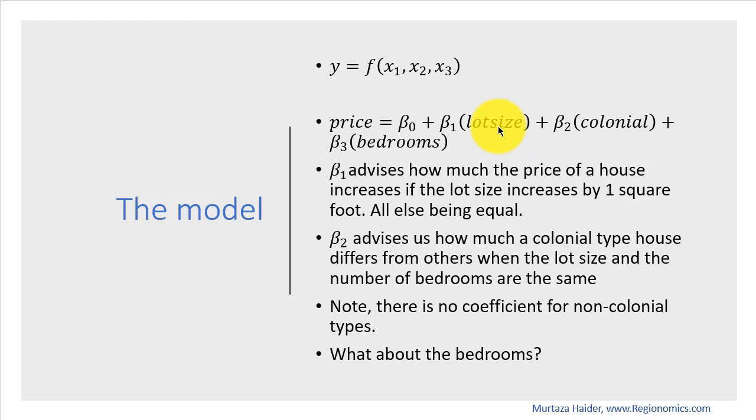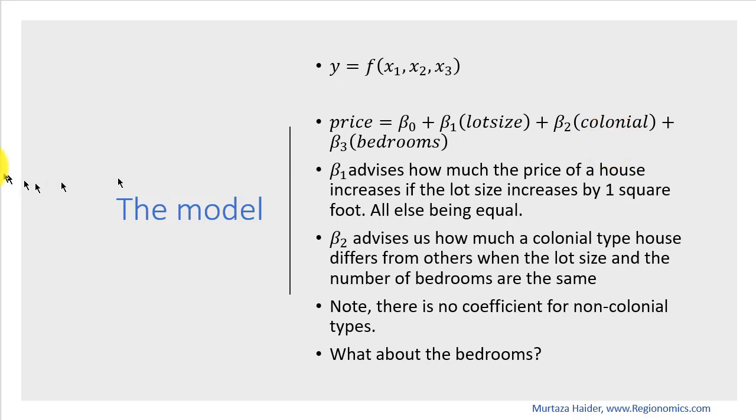The same could be said about colonial. Beta 2 would advise us how much the price of a colonial home differs from a non-colonial home, provided that the lot size and the bedrooms are the same. And when you look at the regression model, you would see that the model will give you the value for colonial home but not for the non-colonial home, or the value for non-colonial home but not for the colonial type. Either one of them would be set as the base case.